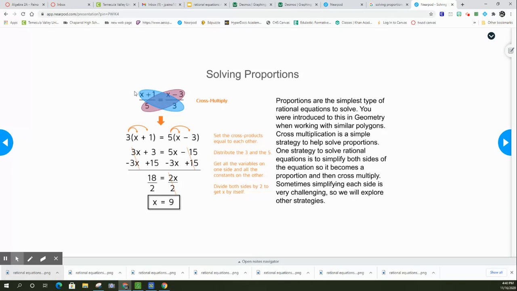Here you can see in blue you have x plus 1 times 3, and in red you have 5 times x minus 3. We just have to distribute and solve the equation using the rules of algebra. Whatever you do to one side, you do to the other, and you can see x equals 9. I don't have to check that one because there are no variables in the denominator, so any answer will work. There are no restrictions on the x's in this problem. So again, how do you solve proportions? We just cross multiply.